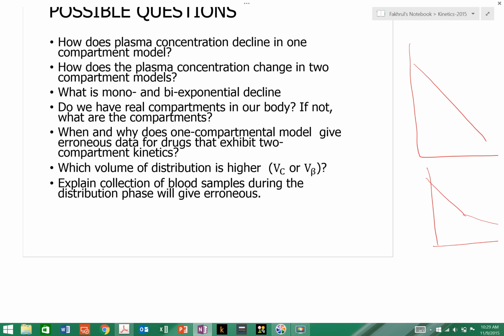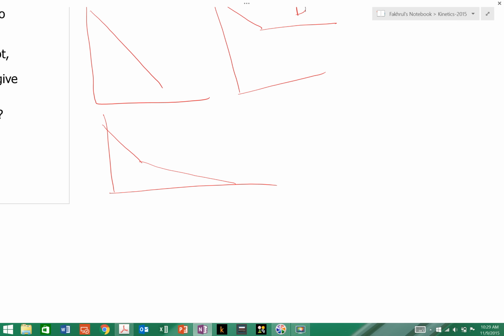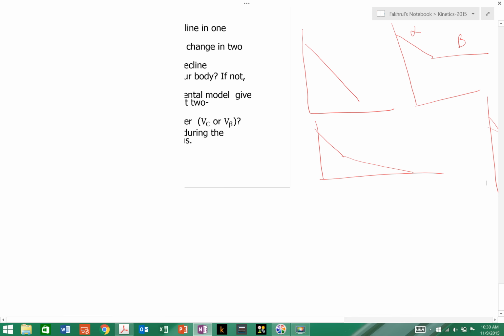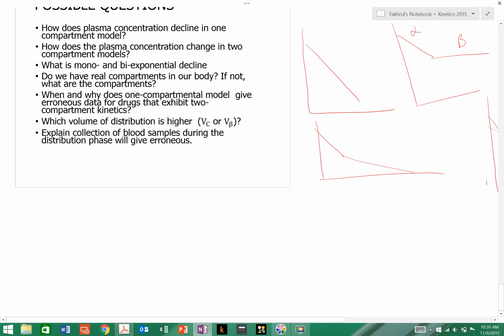When and why does a one compartment model give erroneous data for drugs that exhibit two compartment kinetics? Here, as I have explained, we have this distribution pattern. If we use one point in between, it is always going to give us an incorrect slope. In that case, it will be erroneous. The data will be wrong, because the volume of distribution at beta is higher than the central compartment. Explain: collection of a blood sample during the distribution phase will give erroneous data.